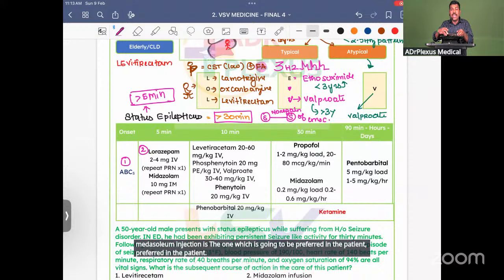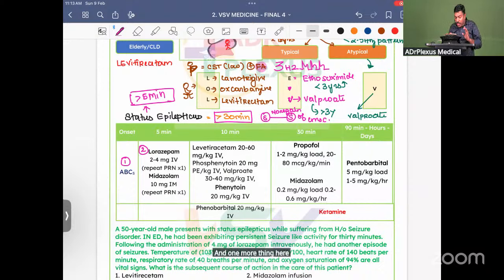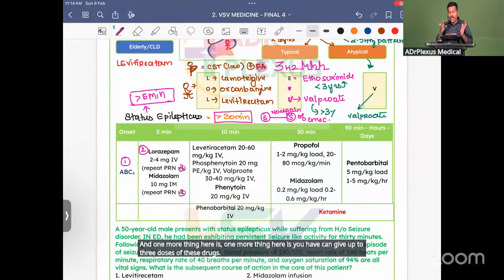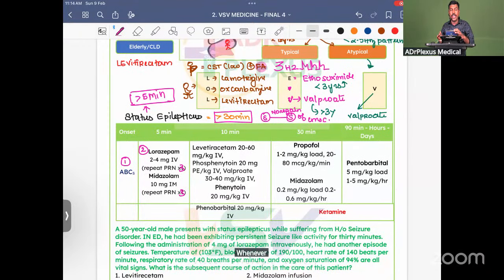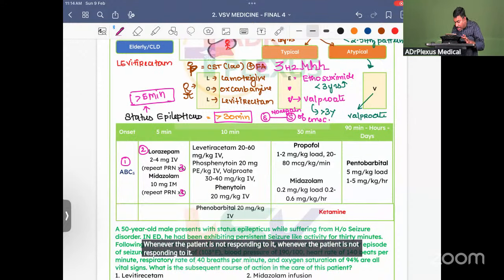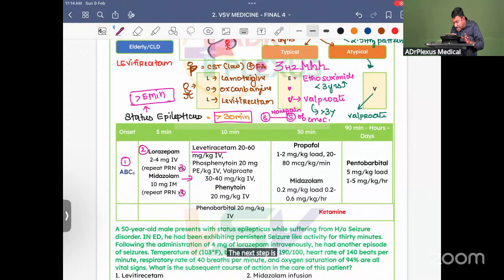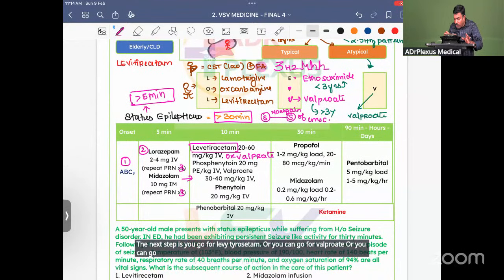And one more thing here is you can give up to 3 doses of these drugs. Whenever the patient is not responding to it, the next step is you go for levetiracetam, or you can go for valproate, or you can go for phenytoin or fosphenytoin.